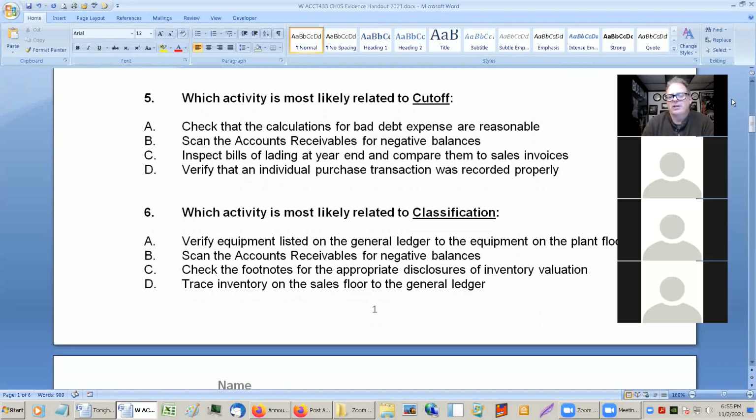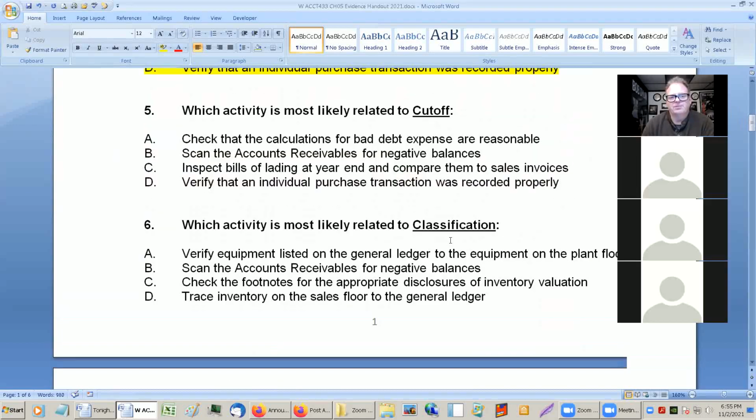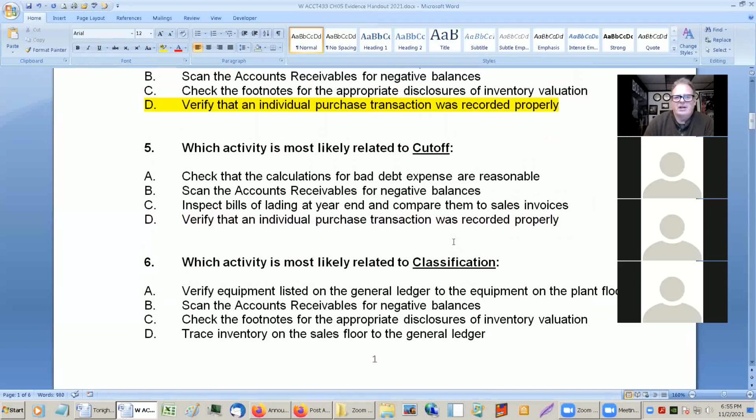So which of the following is related to cutoff? And cutoff is just trying to get the correct transactions in the correct period.